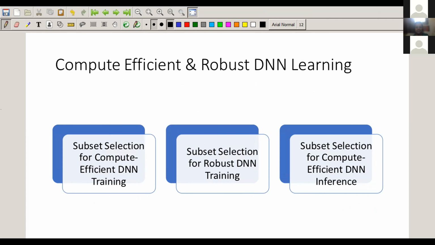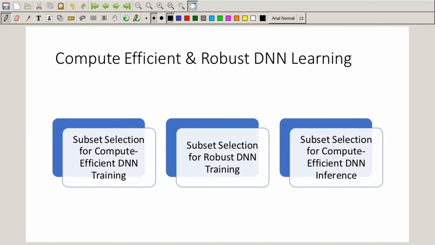So why is it required at all? Nowadays, deep learning has basically proliferated everywhere. And this entire workshop is on deep learning. So what we'll talk about is subset selection for compute efficient training of deep neural networks.